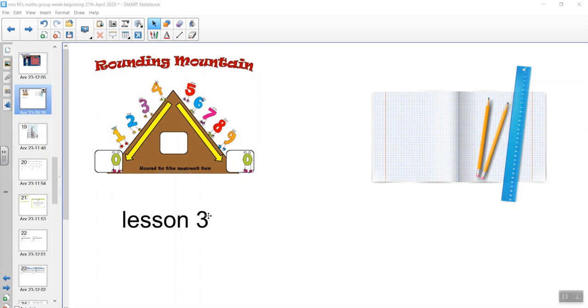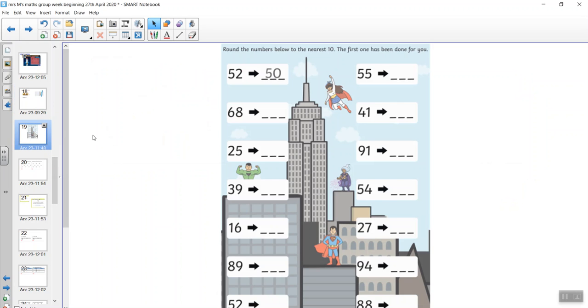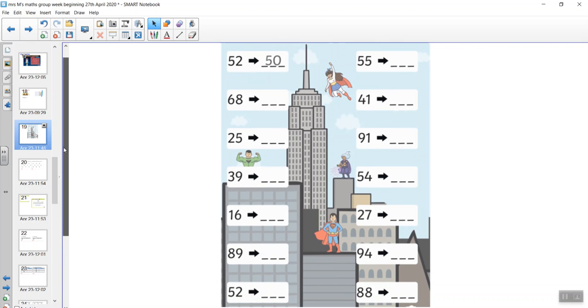Today we're going to practice rounding again. Let's look at rounding to the nearest 10. Have a go at rounding these numbers. Pause the video, have a go, and then we'll do them together. How did you get on?